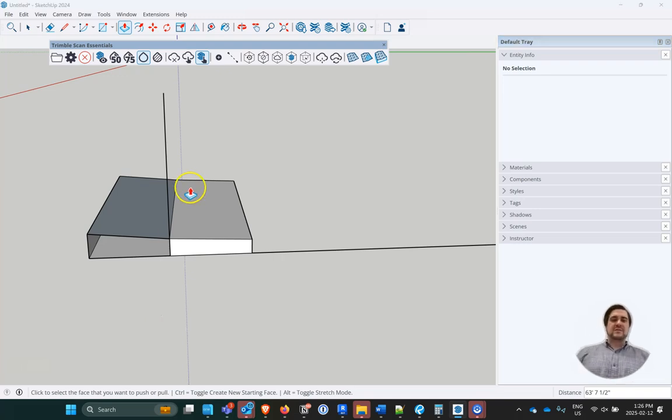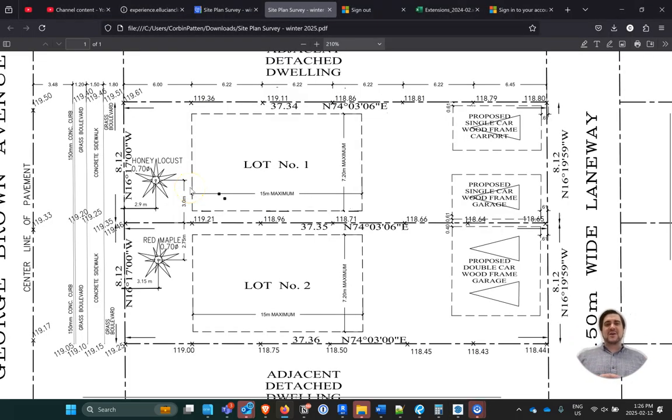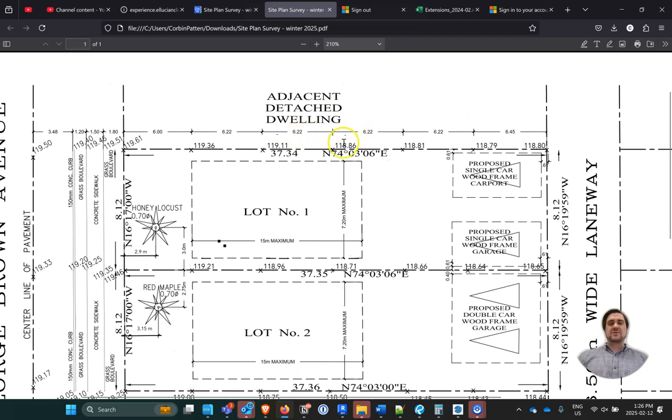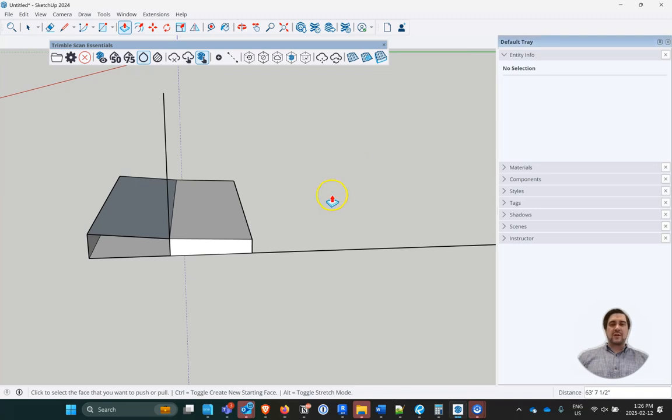I know math is sometimes annoying, but I think by taking away 118, you're starting to make these numbers into more tangible numbers. So again, our next one is 6.22 over, and it's 118.86. So this would actually be 0.86. So let's go 6.22 meters over. And we're going to go up 0.86 meters. And again, we're just connecting that in.